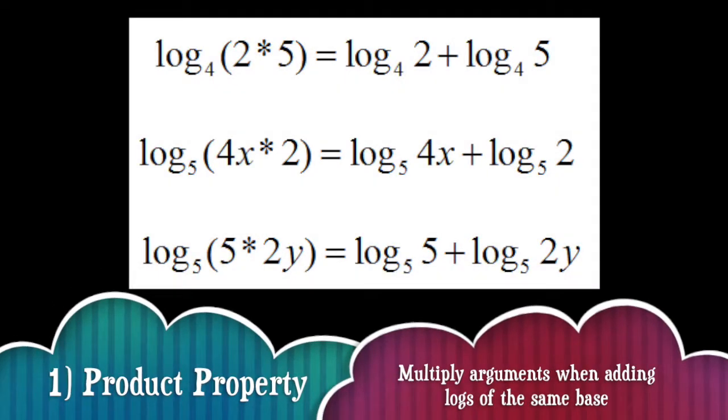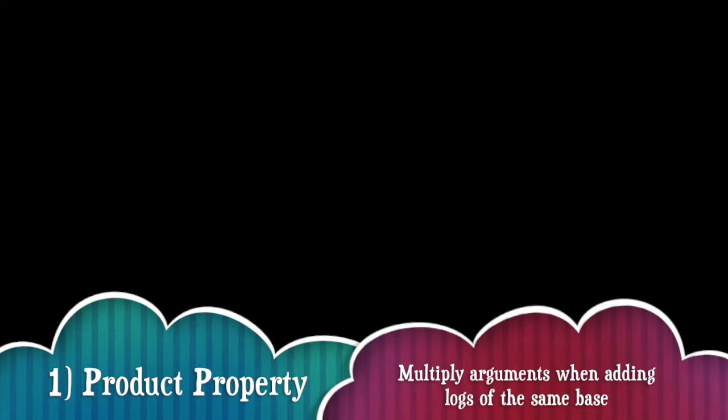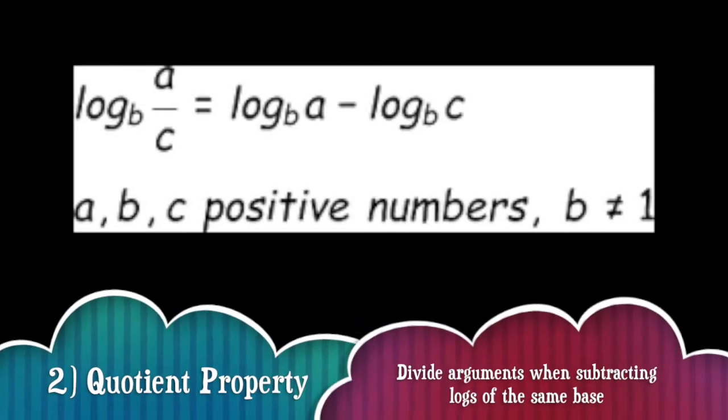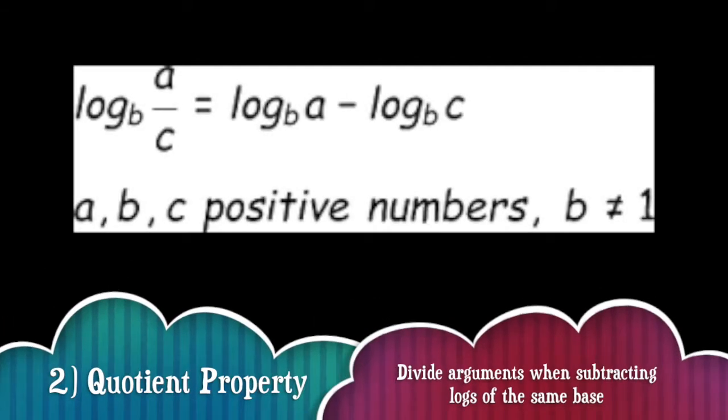When logs have the same base and they are being added, the arguments can be multiplied. For example, log base 4 of 2 plus log base 4 of 5 equals log base 4 of 2 times 5, or log base 4 of 10. When logs have the same base and they are being subtracted, the arguments can be divided. For example, log base 4 of 2 minus log base 4 of 5 equals log base 4 of 2 divided by 5.